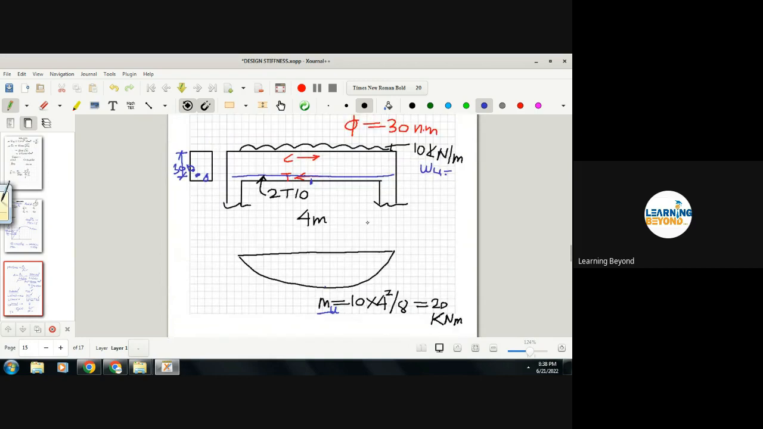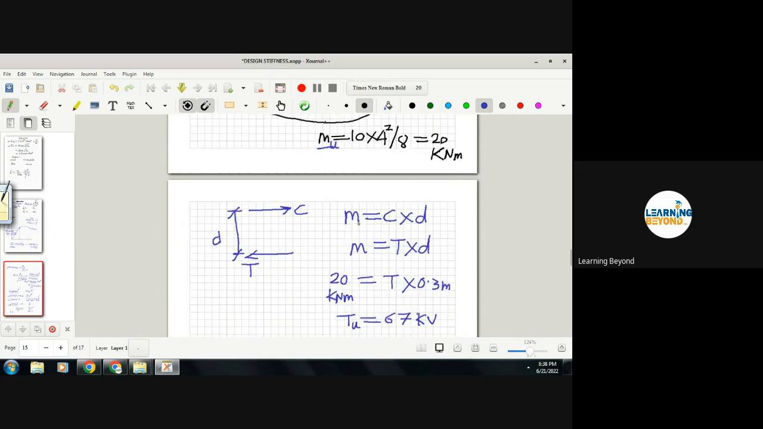Now see, you know that in a beam there is a bending moment due to load. Let's say it is a simply supported beam. So the ultimate moment is WL square by 8, 20 kilonewton meter. You know that moment is nothing but force into lever arm. So it can be C into D or T into D, force into distance, right?